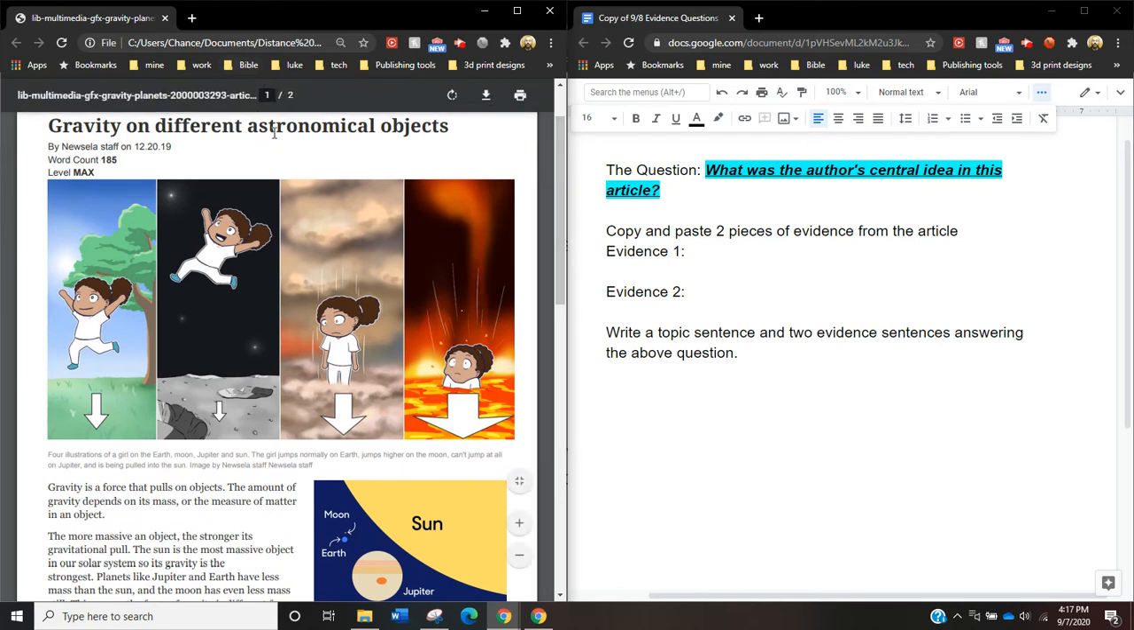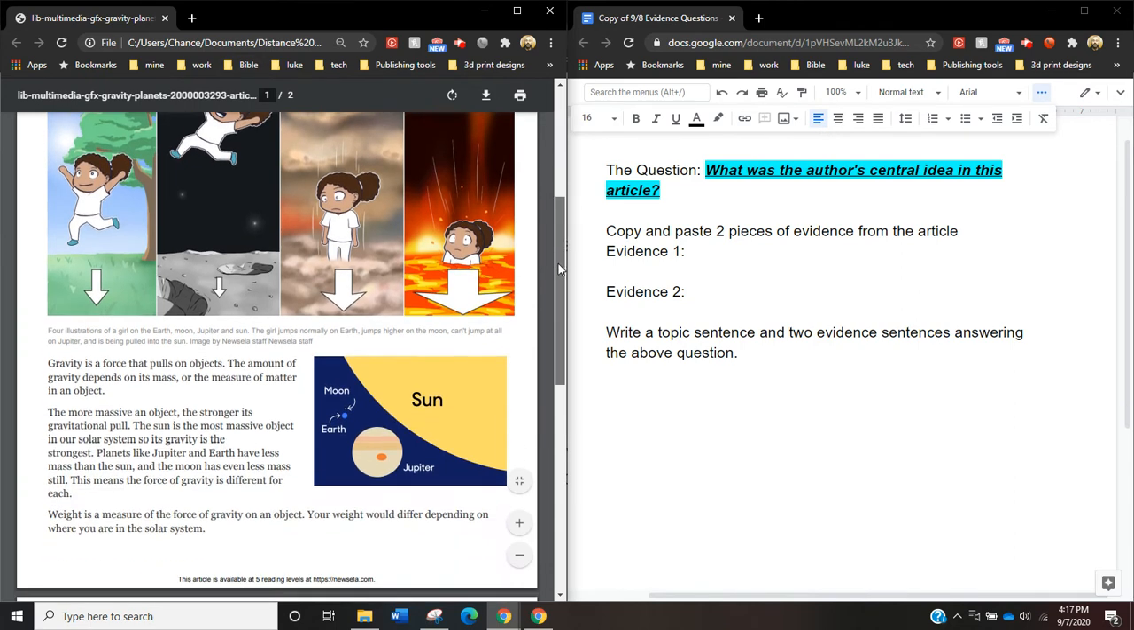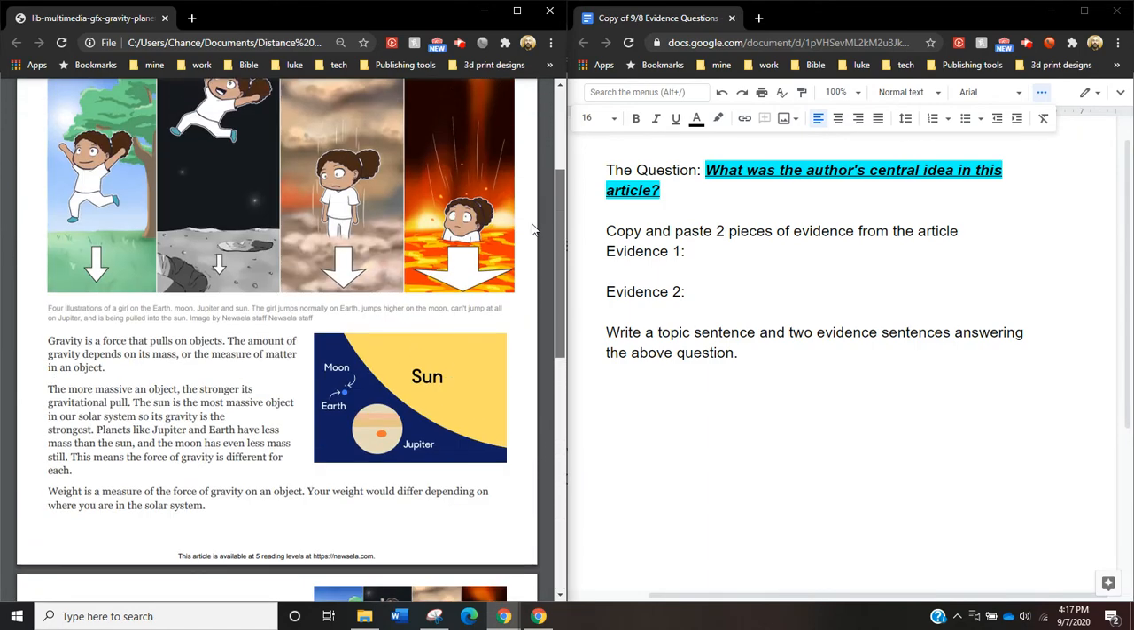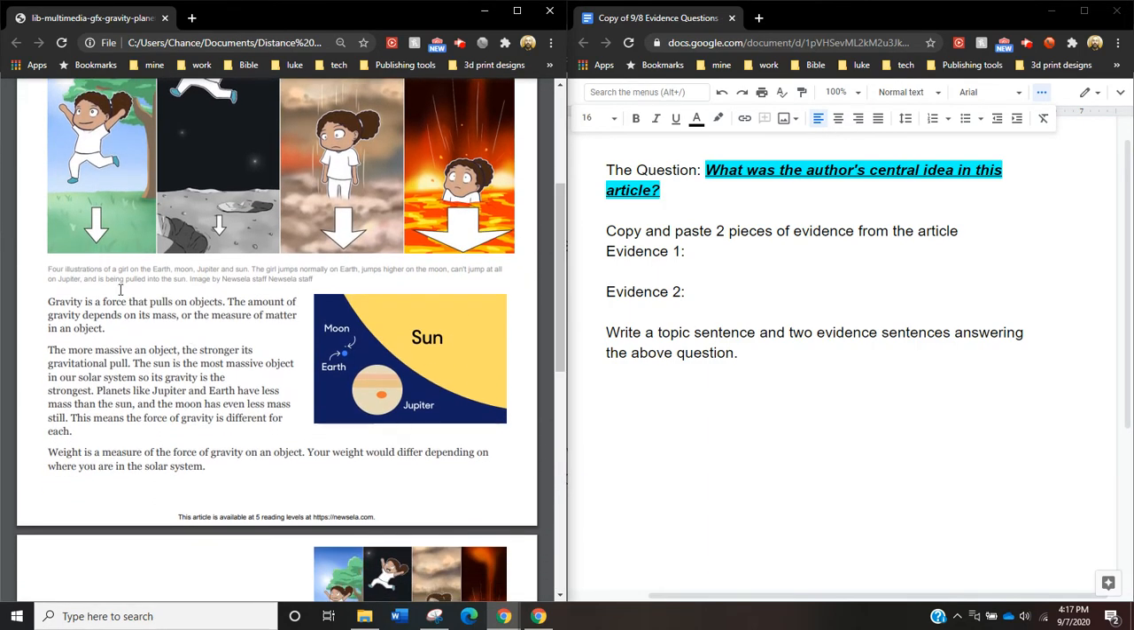Well, I know astro means like dealing with stars, so this is probably dealing with space stuff. Let's take a look. And oh, good, it's a short article. Don't have to read much. All right. Gravity is a force that pulls on objects. The amount of gravity depends on its mass, or the measure of matter in an object. Oh, that's cool. Okay, so gravity changes depending on how much stuff is there.